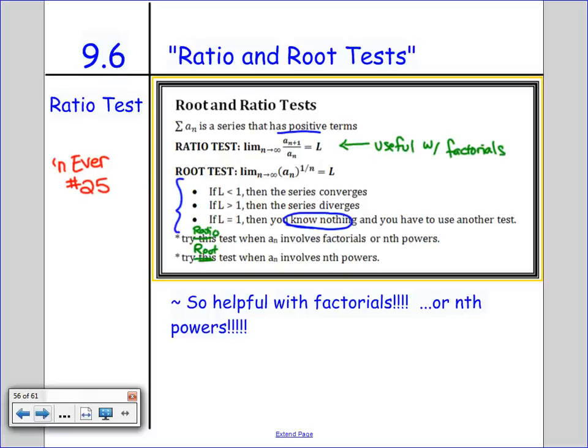Then the series converges. If the limit is greater than 1, so like 2 or 5 or 10 or 23, right? Then the series diverges. If the limit equals 1, you know nothing. So for the ratio and root, we don't want it to equal 1.